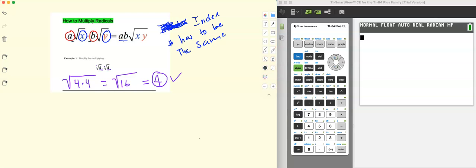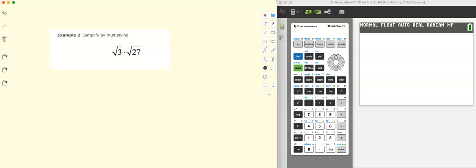Okay, let's look at some more examples here. All right, so now we want to simplify this. How do we simplify? Well, we multiply the numbers on the outside to the outside and the numbers on the inside to the inside. Quite naturally, there's no numbers there, so you should know they are 1. So I just multiply the 3 and 27.